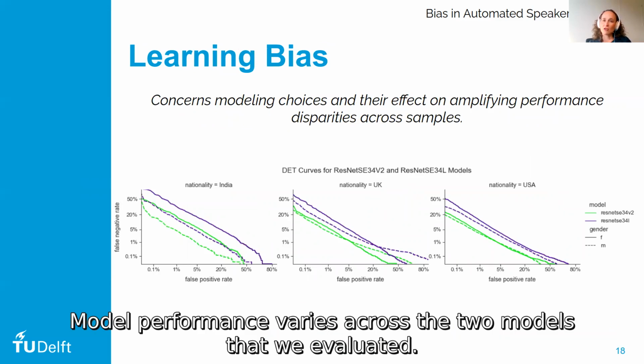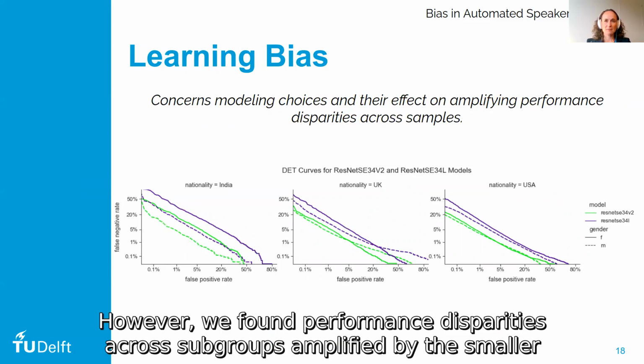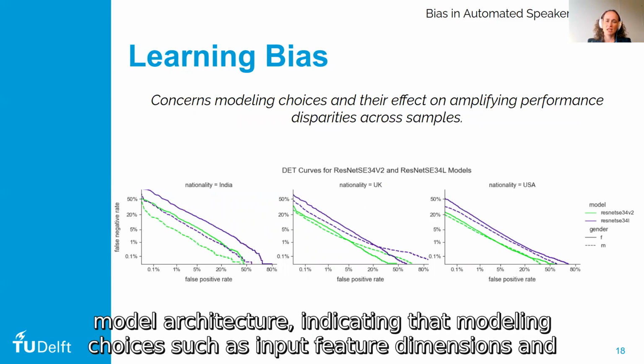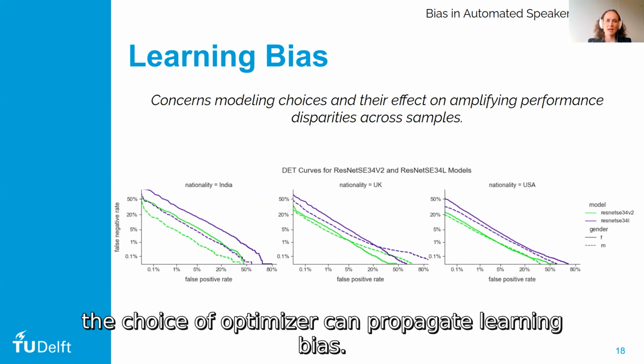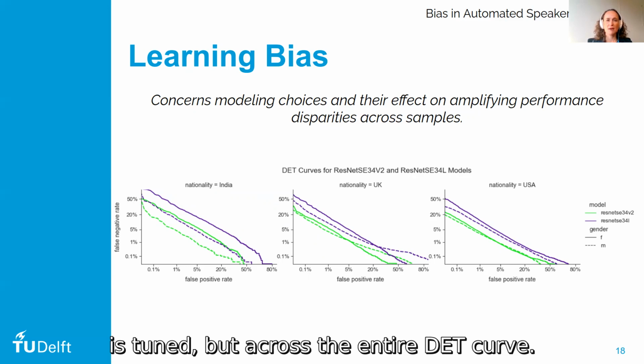Model performance varies across the two models that we evaluated. This is to be expected. However, we found performance disparities across subgroups amplified by the smaller model architecture, indicating that modeling choices such as input feature dimensions and the choice of optimizer can propagate learning bias. We can see here that learning bias exists not only at the threshold to which the system is tuned, but across the entire DET curve.